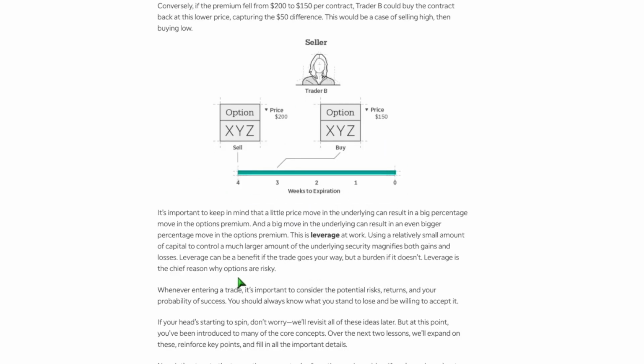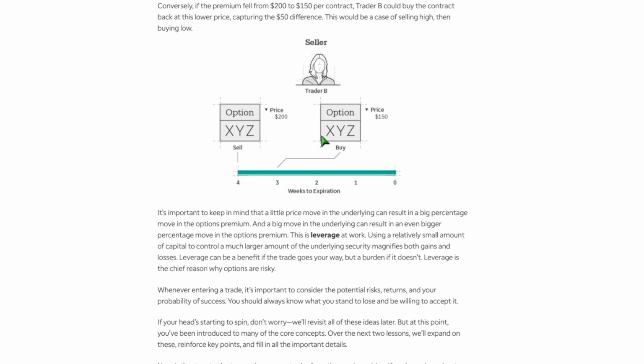Conversely, if the premium fell from $200 to $150 per contract, Trader B could buy the contract back at this lower price, capturing the $50 difference. This would be a case of selling high, then buying low. The reverse could also happen.